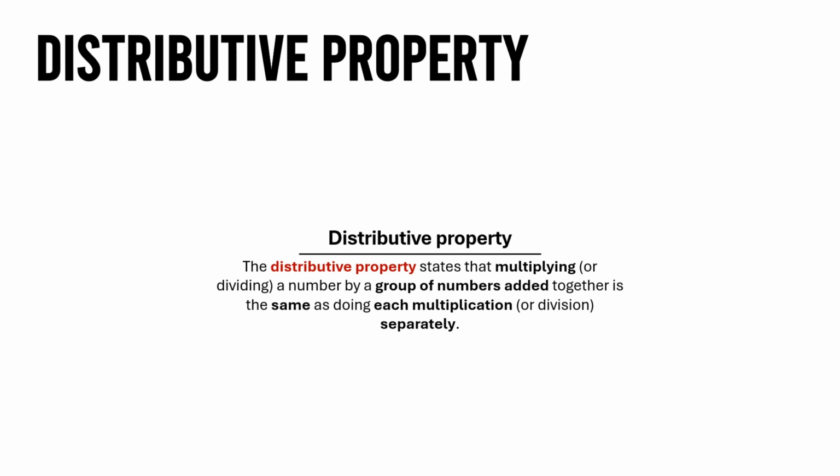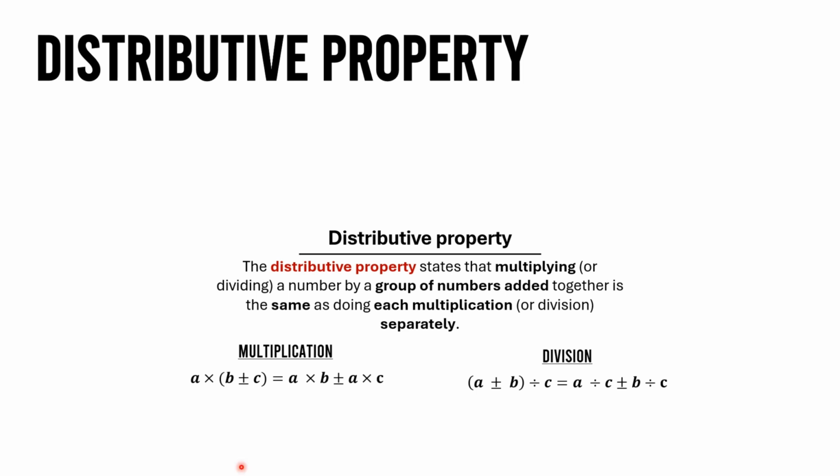Distributive property. The distributive property states that multiplying or dividing a number by a group of numbers added together is the same as doing its multiplication or division separately.